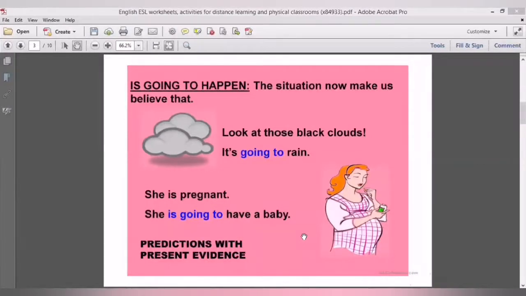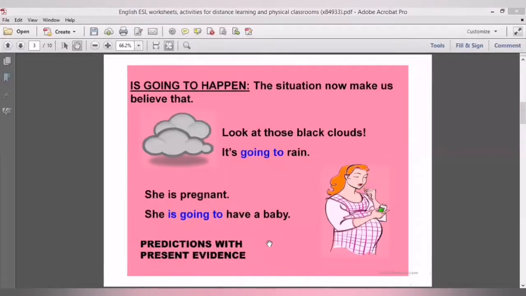Okay. So we can summarize this by saying that it is about predictions with present event evidence. What is meant by predictions? When you predict something to happen. توقعات. With present evidence, what is meant by evidence?